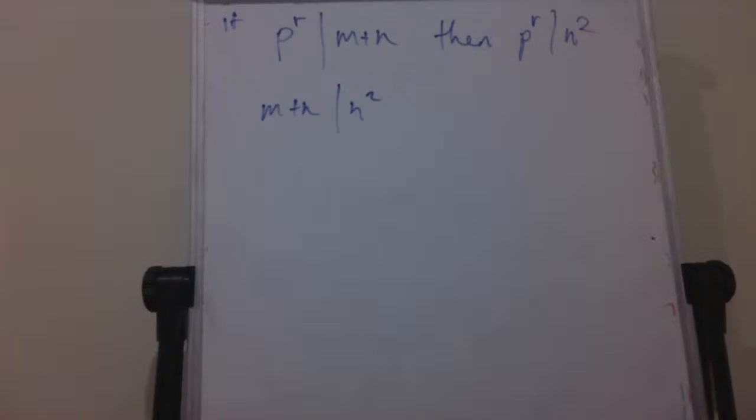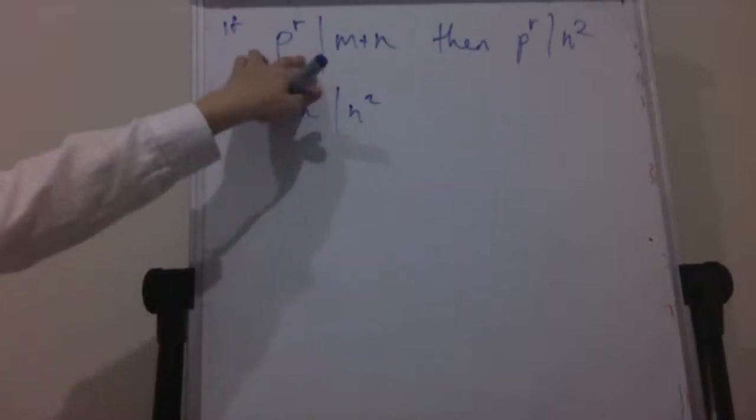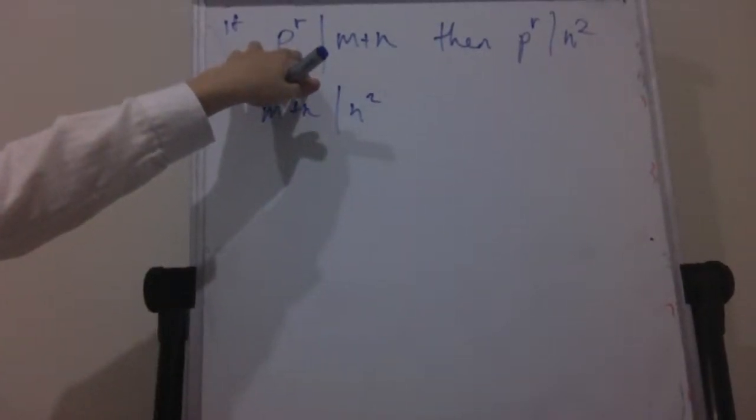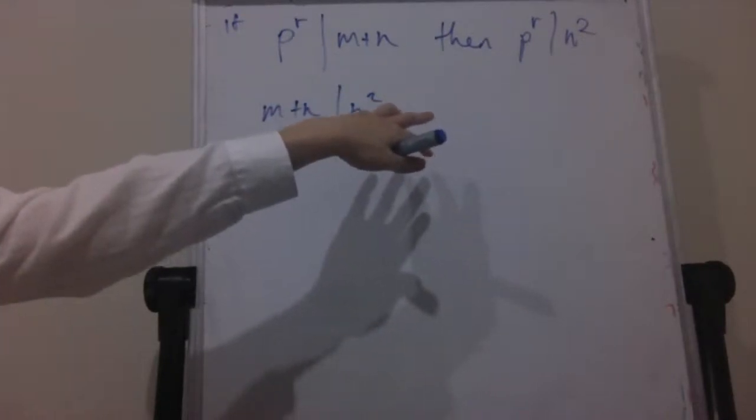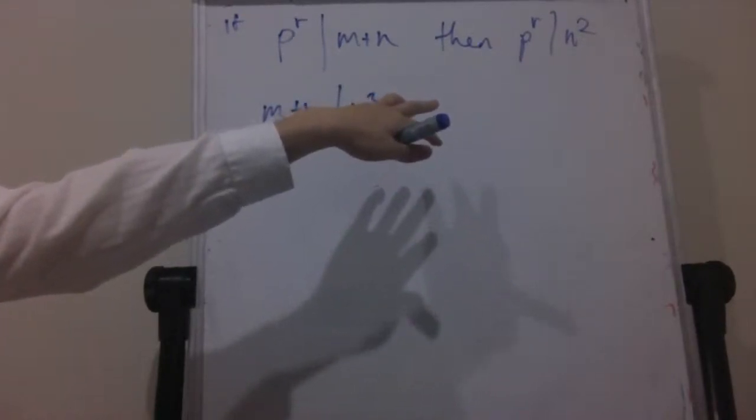So what you do, for example, it's 3 to the 4 times 5 to the 5 squared. You let p be 3, and then therefore n squared is divisible by 3 to the 4, yeah? And then you let p be 5. Therefore, n squared will be divisible by 5 squared. So if it's divisible by 2 prime powers, it's also divisible by the product, right?